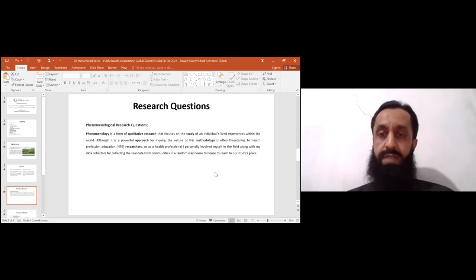The nature of this methodology is often threatening to health profession education researchers who are involved in this kind of research study. So as a health professional, I personally involved myself in the field along with my 6 data collectors. All of them were MD doctors. We collected the real data from communities in a random way, house to house, to lead to our study's goals or approach.